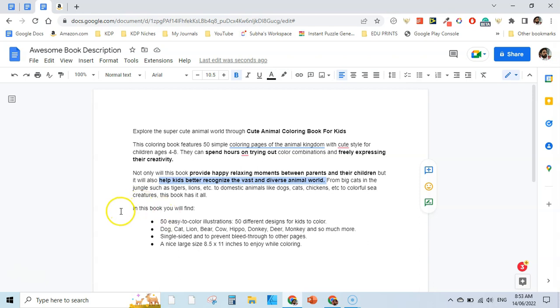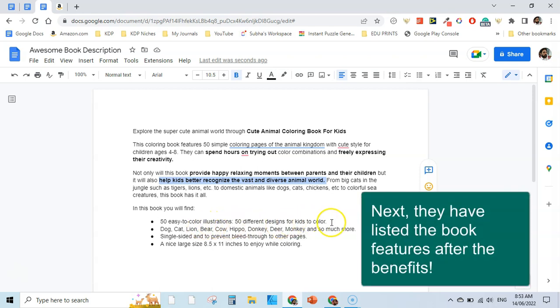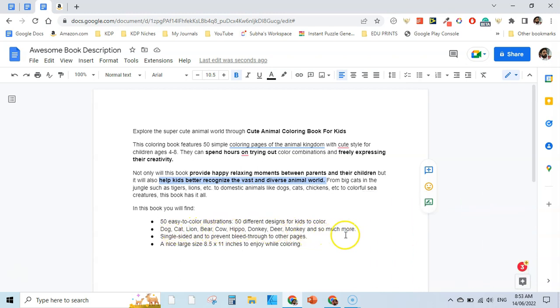So let's read on. 50 easy to use, easy to color illustration, 50 different designs for kids to color. Big cats, dog, cat, lion, bear, cow, hippo, donkey, deer, monkey, and so much. Single-sided to prevent bleed through to other pages, and nice large. These are the features. They have included a main outcome or benefits of the book that your potential reader or buyer is going to get from using this book.